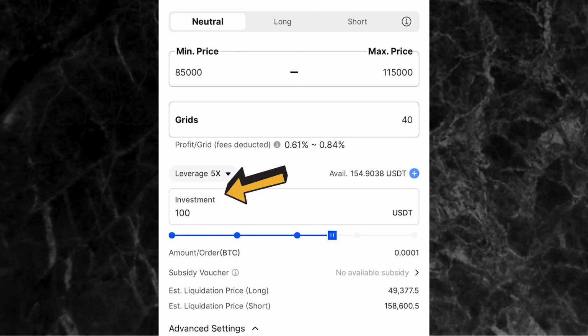So once you put your minimum investment, it will show you your liquidation price. So you can see the estimated liquidation price for long is $49,000, and the estimated liquidation price for short is $158,000.